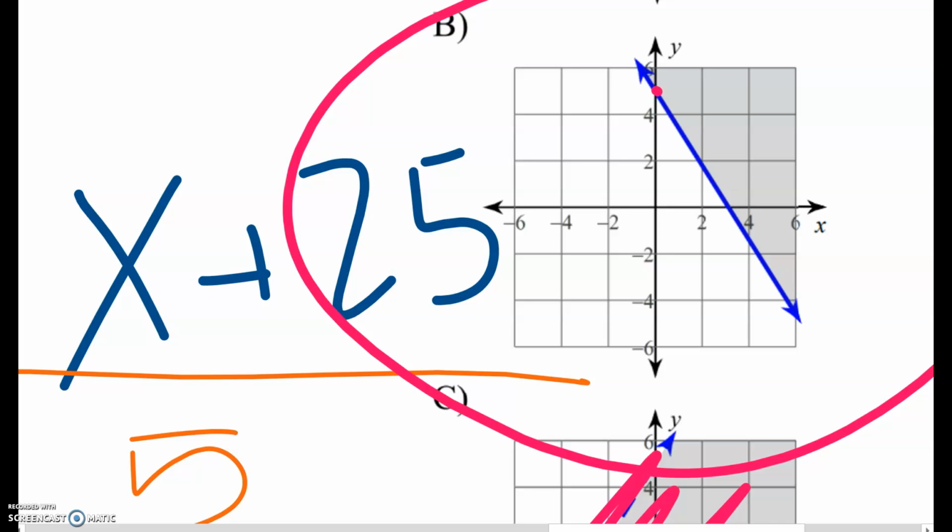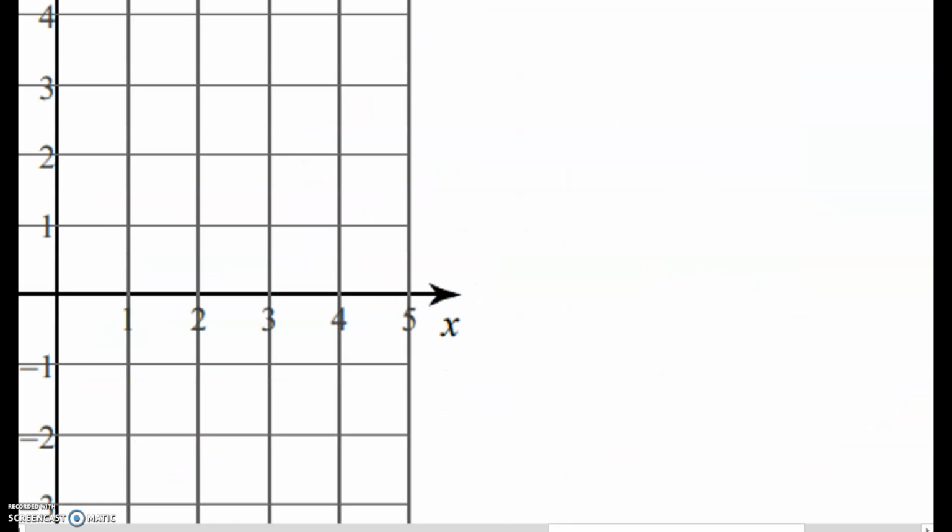Here's 5. It goes down 8, so 1, 2, 3, 4, 5, 6, 7, 8, and then it goes over 5. 1, 2, 3, 4, 5. So yep, it's that one. All right.